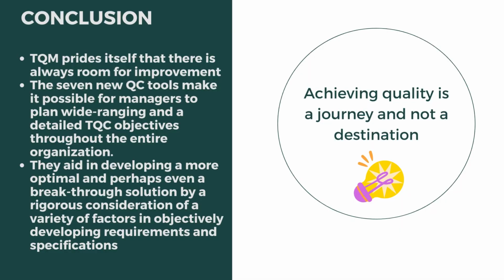All right. So now, in conclusion of my presentation, we can say that total quality management prides itself that there is always room for improvement. The 7 new quality tools make it possible for managers to plan wide-ranging and detailed total quality cost objectives throughout the entire organization, from the beginning of the design of the product down to the manufacturing down to the customer support. They are able to plan wide throughout the entire process in the organization.